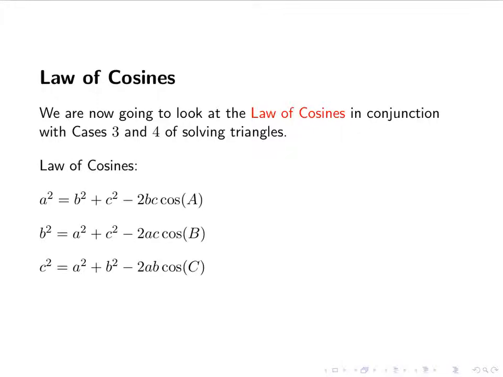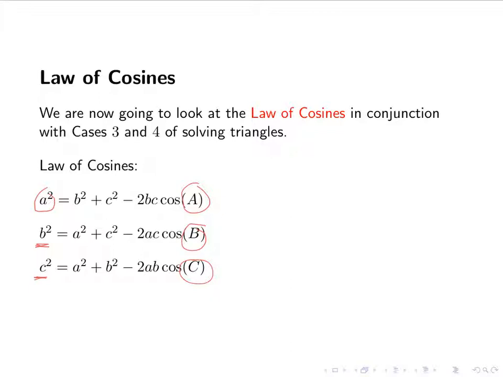So the law of cosines is a squared equals b squared plus c squared minus 2bc times cosine of A. You can do this with any angle you're looking for. You just have to remember that the equation you want involves the side squared equals the rest, with the angle that's opposite it. So a squared on the left, cosine of A on the right. b squared on the left, cosine of B on the right. c squared on the left, cosine of C on the right.